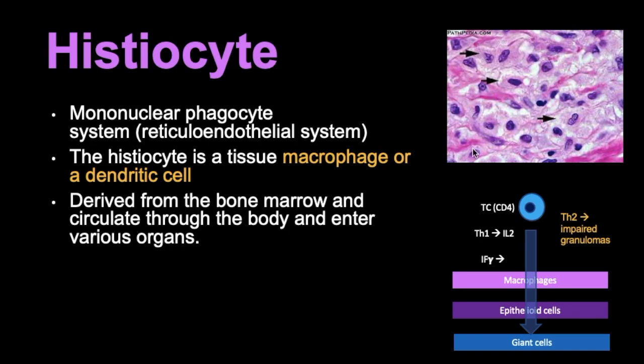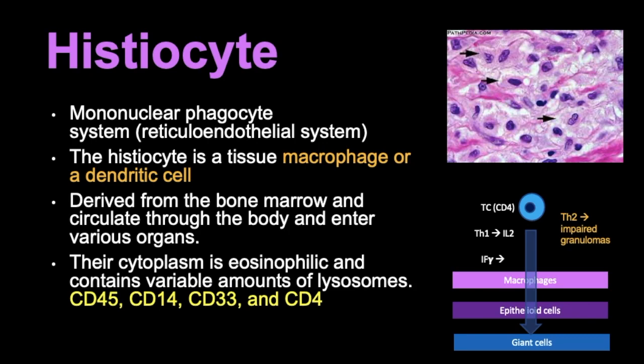macrophages or giant cells under the influence of T helper 1 cells by the effect of interleukin 2 and interferon gamma. T helper 2 is like the negative feedback that impairs the formation of those granulomas in order for the body to heal from those granulomas. So, if there is an immune compromise, or there is a balance shift between T helper 1 and T helper 2, you will see either more granuloma formation or impaired granuloma formation.